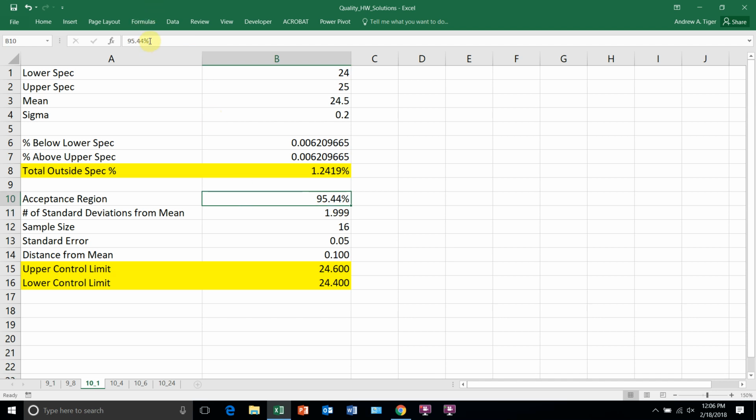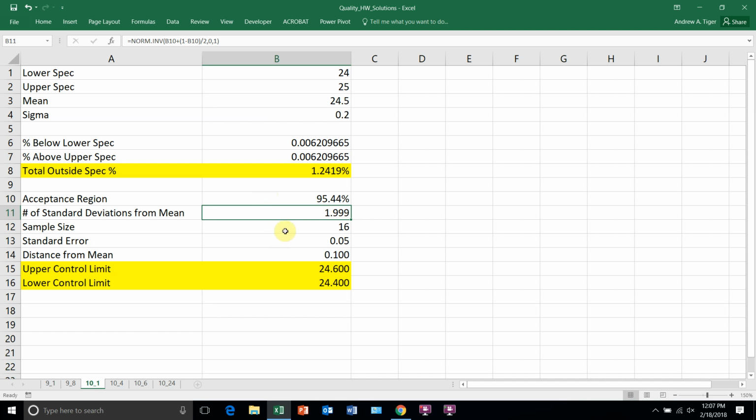If this was 0.9973, you get plus or minus 3. Plus or minus 2 is 0.9544. 0.68 is 1. Those are some things you can memorize.